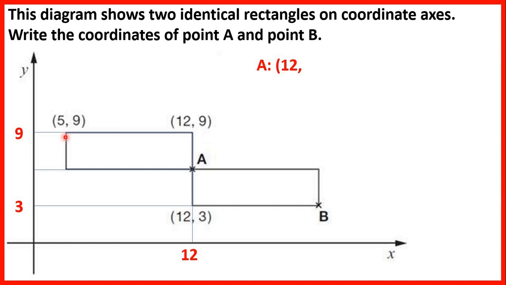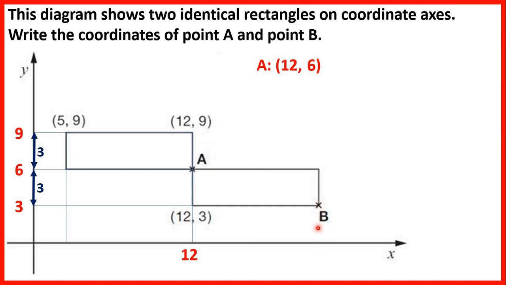And remember, because these rectangles are identical, so the same size, there'll be the same distance between them. Because the difference between 3 and 9 is 6, the difference will be 3 here and 3 here. So in the middle of 3 and 9, we have the number 6, which means that the y-coordinate will be 6. But now let's find the x-coordinate and the y-coordinate of B.